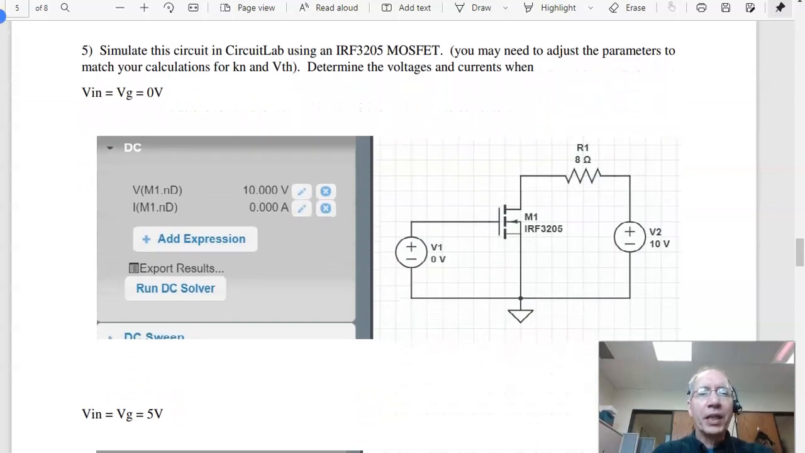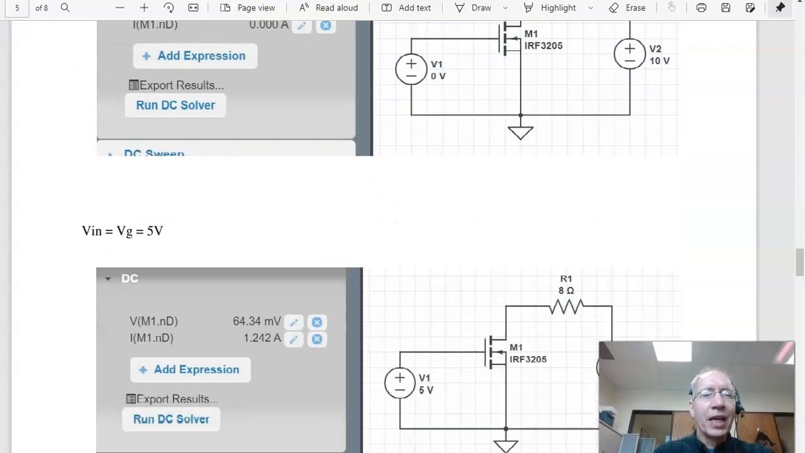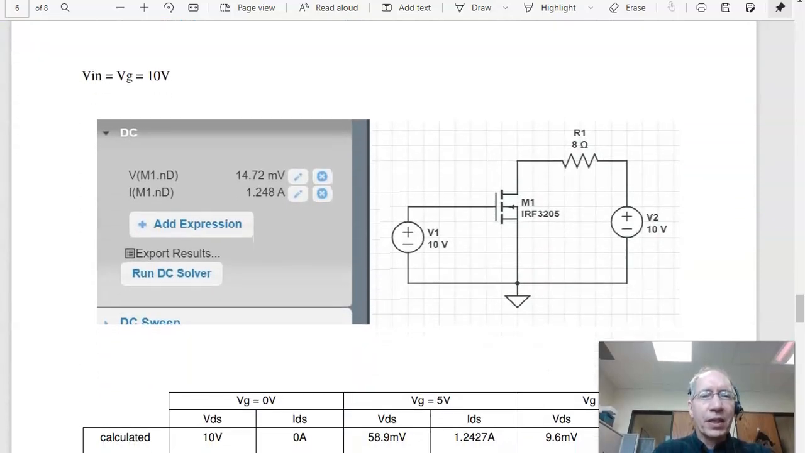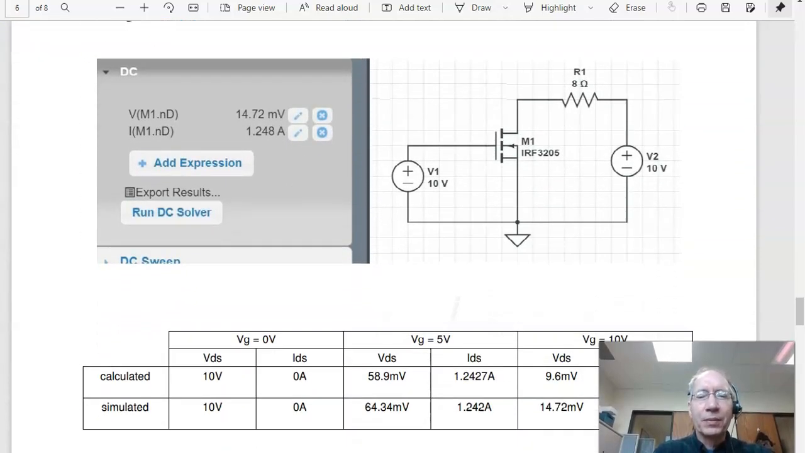Problem 5 is simulate in Circuit Lab. When I have the input of 0 volts, I have 0 amps, not surprising. At 5 volts, I'm getting 64 millivolts VDS. At 10 volts, I'm getting 14 millivolts VDS.